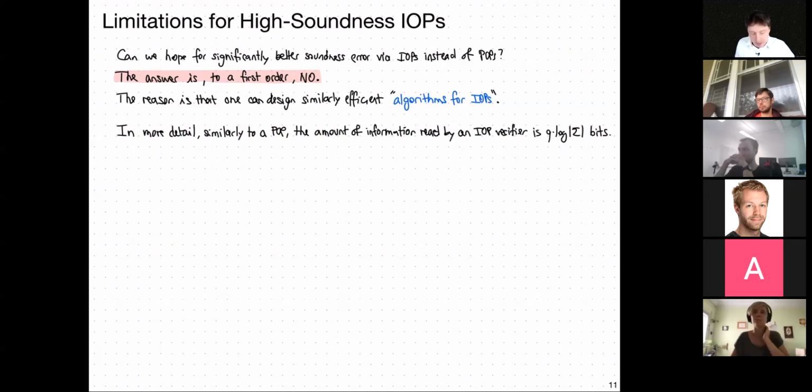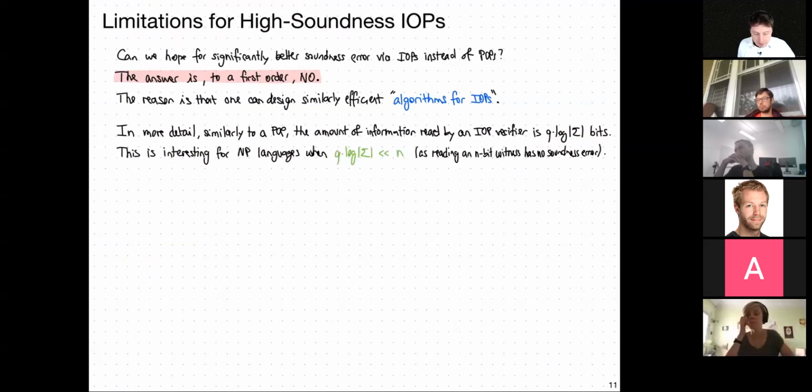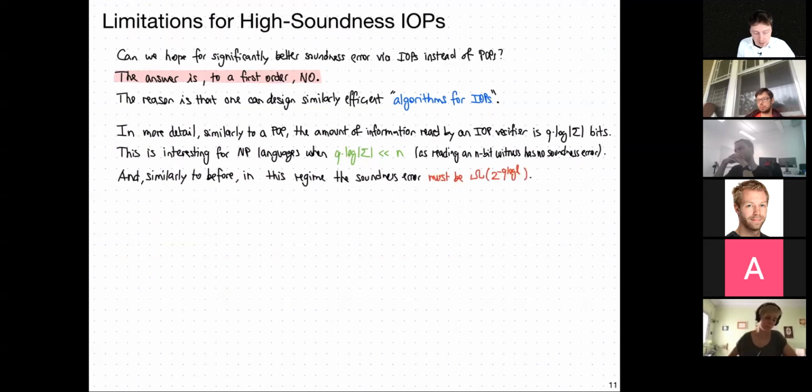So let's talk about this. We're not going to prove anything. We're just going to state what is known. In more detail, similar to PCP, the amount of information read by the verifier is Q log sigma. And so when Q log sigma is sublinear, that's when it is interesting. If it weren't sublinear, then of course we're going to have soundness error 0 because you can always stash a verifier in those Q log sigma bits. And basically we can prove that the error must still be at least 2 to the minus Q log L, regardless of sigma.